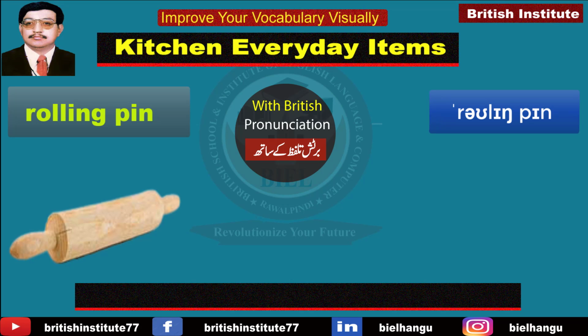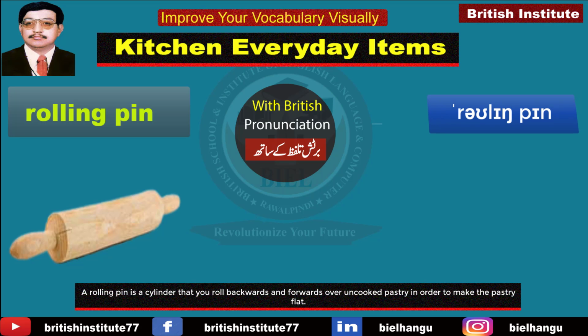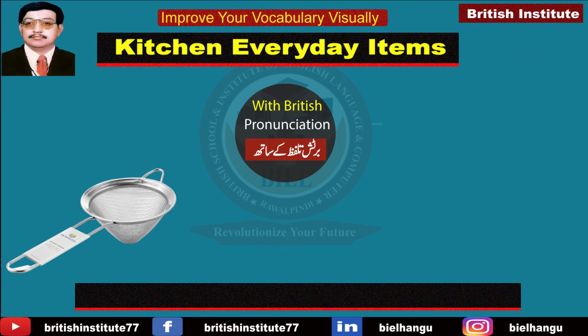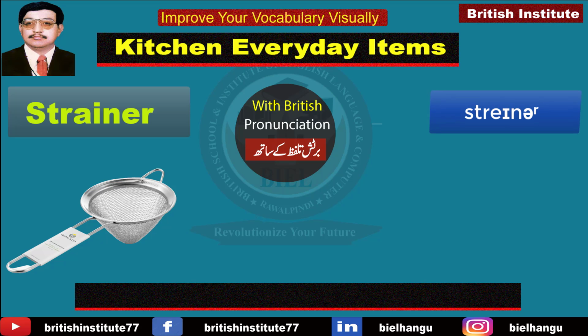Rolling pin. A rolling pin is a cylinder that you roll backwards and forwards over uncooked pastry in order to make the pastry flat. Strainer. A strainer is an object with holes which you pour a liquid through in order to separate the liquid from the solids in it.